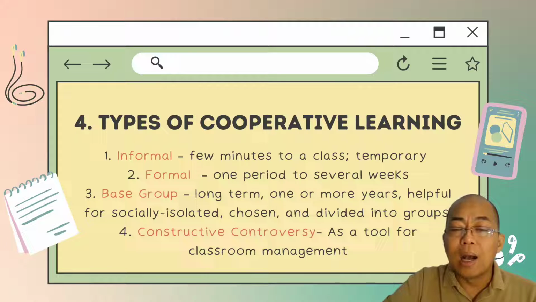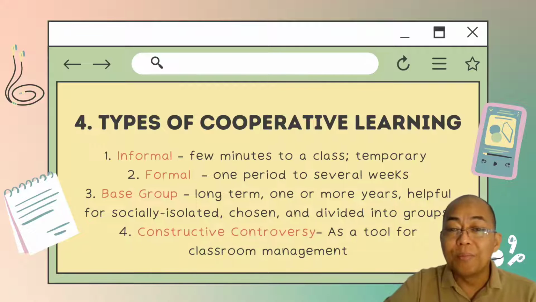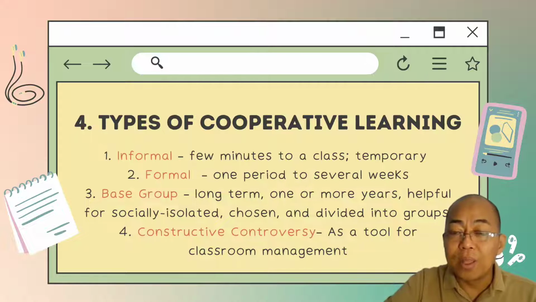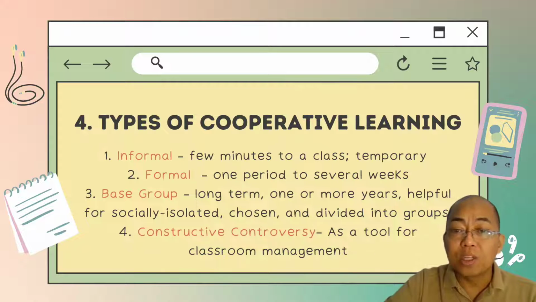And in fact, when I handled them in another subject, they would express their preference to stay in their learning group. So even beyond when we were done with our course, they still continued with their learning group. So that's the whole idea. Cooperative base or home group is more permanent and actually much longer. So the interaction, the engagement of the students to the group is much longer as compared to informal or formal.